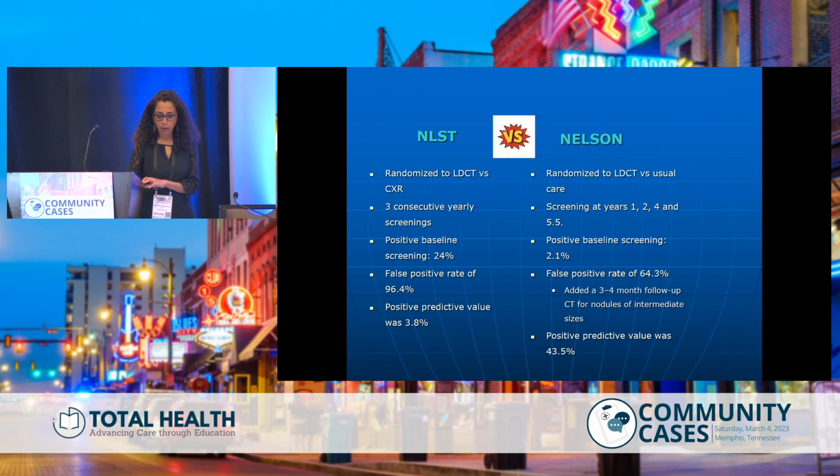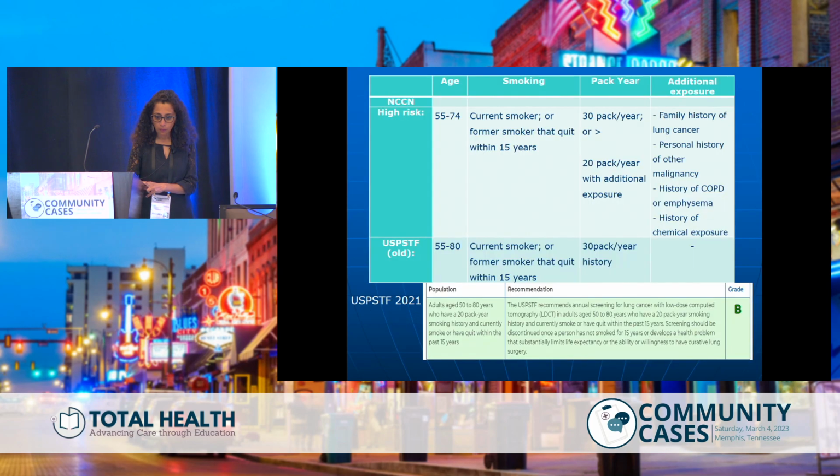NLST had a positive baseline screening of 24%. Nelson had 2.1%. Again, I think it's because of the population that we're looking at. False positive rates were very different in those 2 studies, and I think Nelson was a little further out, so I think we got a little better at reading the scans. Why am I presenting this? Because there was a recent update in 2021.